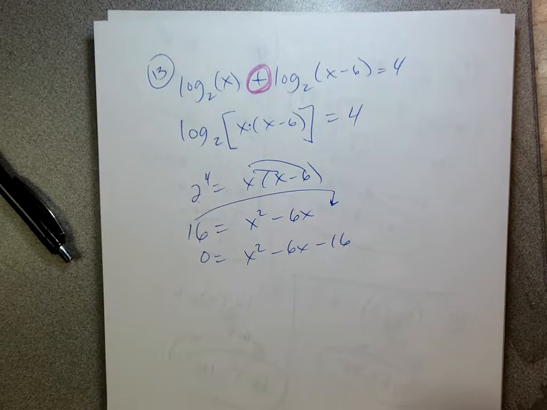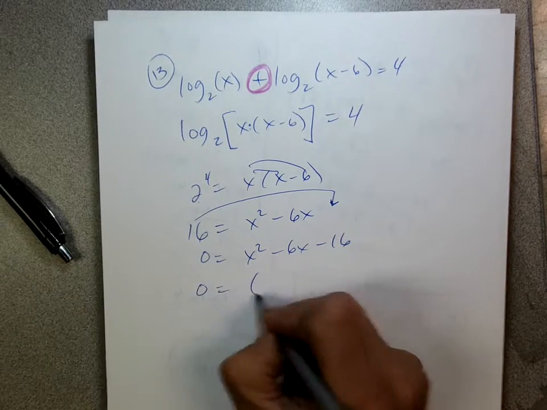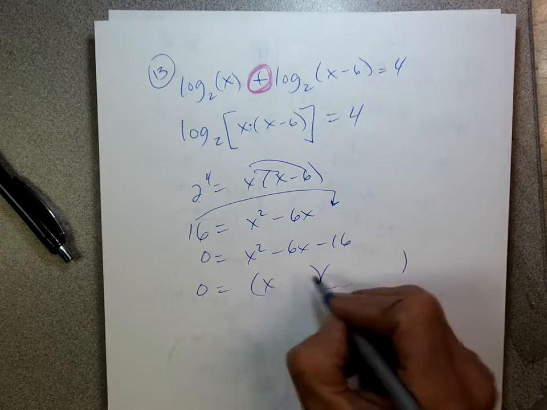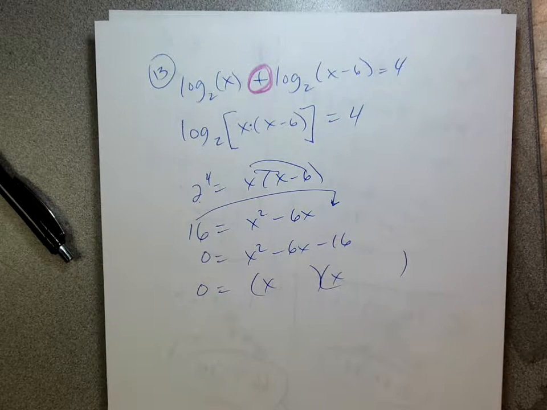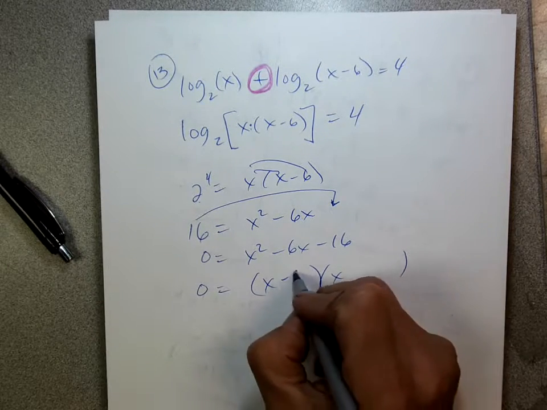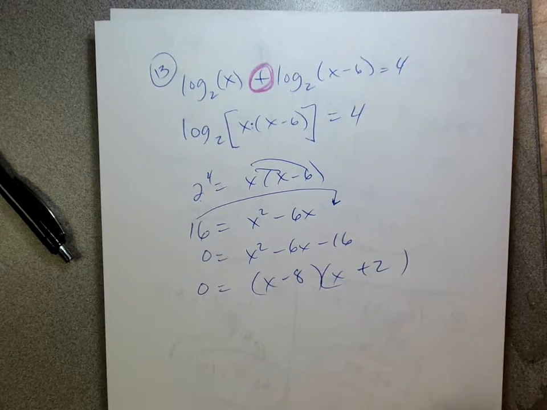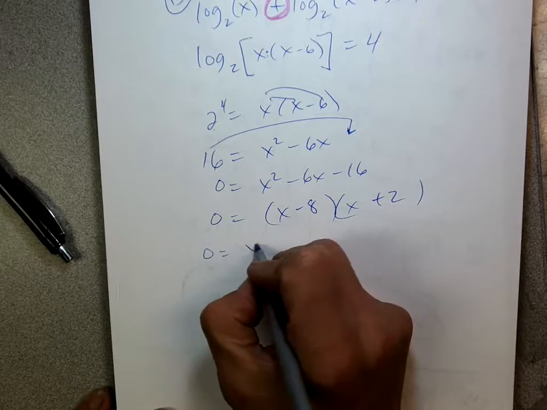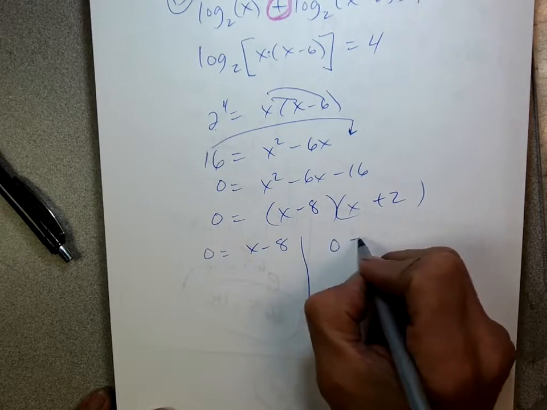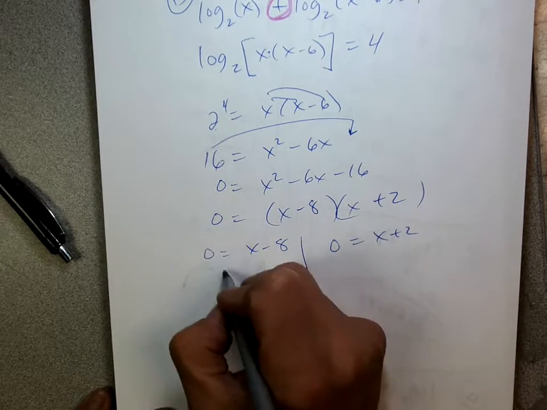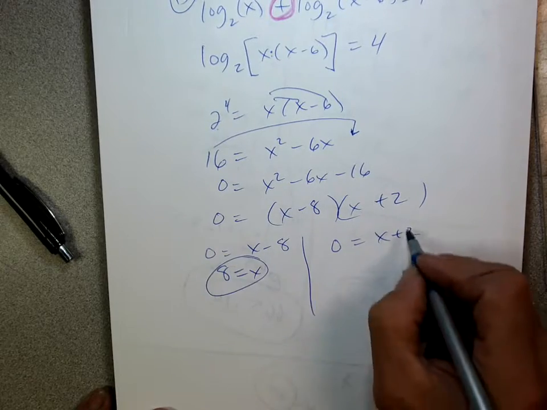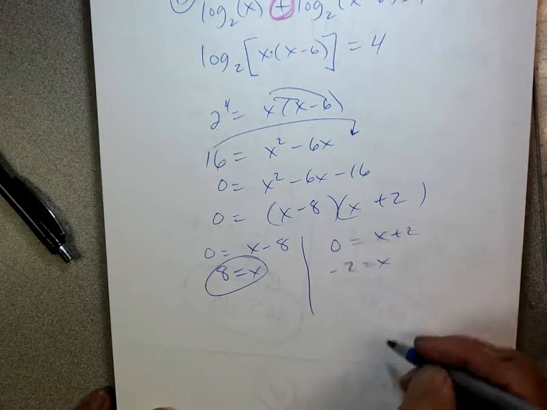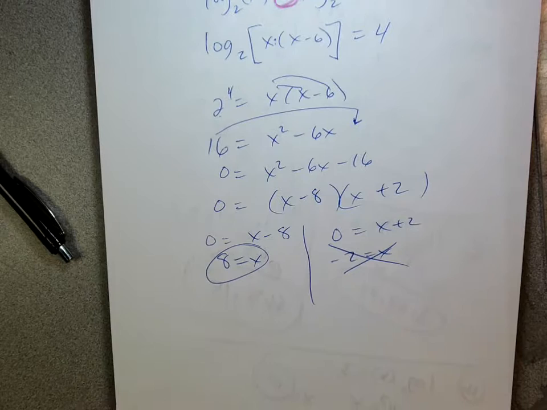I need to factor. I like to factor x and x. Let's see, how about a negative 8, positive 2? Okay, now that is not the answer, though, because we're going to solve it. So I really am going to get 0 equals x minus 8 and 0 equals x plus 2. One answer is 8, because I added the 8. The other is negative 2, but we're going to throw away the negative. You can't have logs of negative answers.